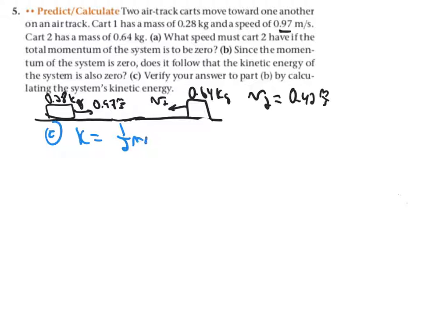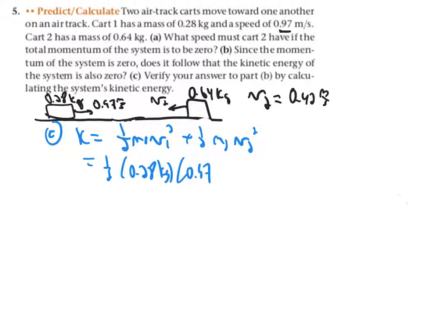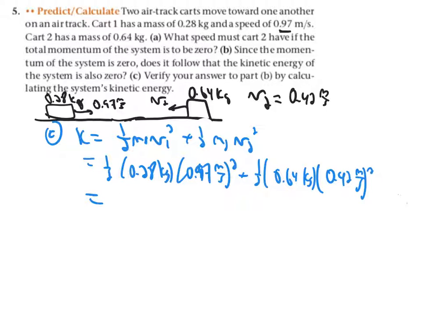Alright, part C says to verify this, so let's actually find the total kinetic energy, which will be 1/2 m1 v1 squared plus 1/2 m2 v2 squared, or 1/2 times 0.28 kilograms times the 0.97 meters per second quantity squared, and then 1/2 times 0.64 kilograms times the 0.42 meters per second quantity squared, which is 0.19 joules.